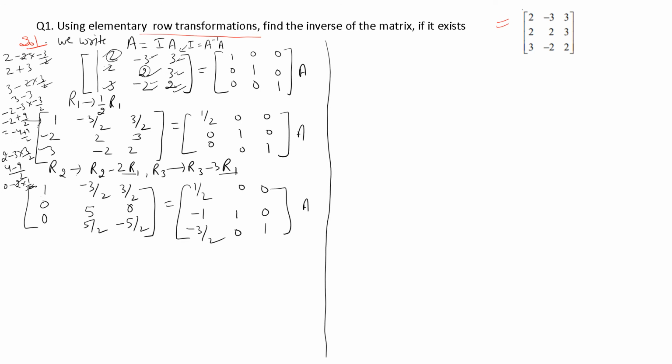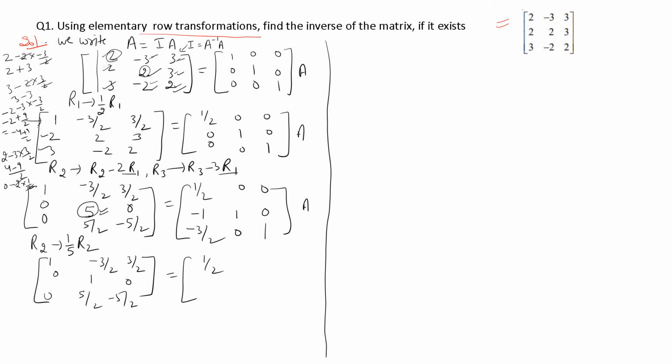This is 0 as it is and this is 1, as no element is there in row number 1 up here. Okay. Now the next step is to make this entry 1. In which row it is present? In row number 2. So row 2 will be written as 1 by 5 times row 2. So this is your 1, minus 3 by 2, 3 by 2. This is 0, 1, 0, 0, 5 by 2, minus 5 by 2.